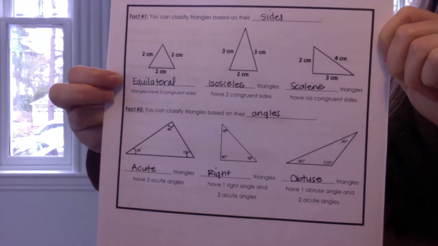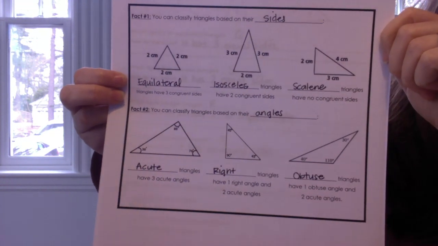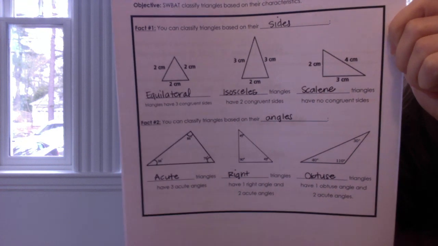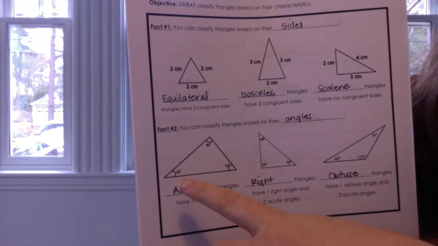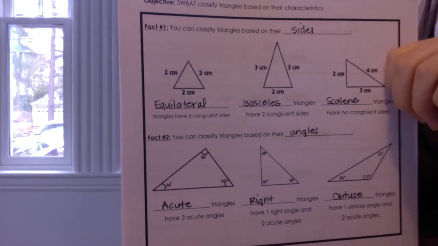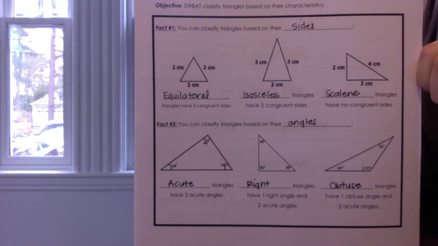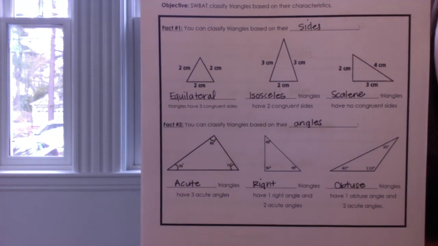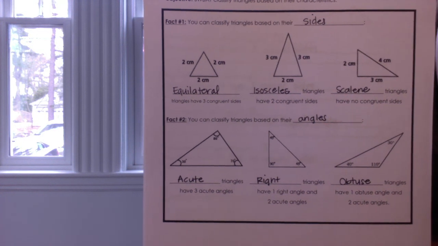Now, another way to classify triangles is based on their angles. Obviously the angle is where the two sides meet in that corner. There are three ways to classify them. They're pretty straightforward because you should already know the three types of angles from 4th grade. You've got acute angles, obtuse angles, and right angles.